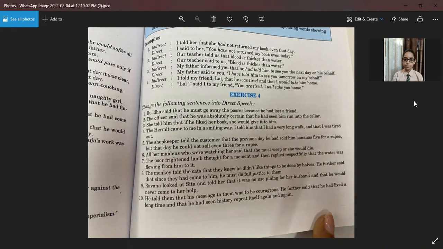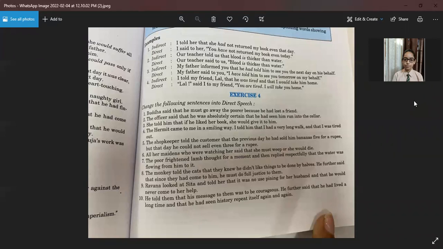First is: Buddha said that he must go away the poorer because he had lost a friend. A bit of a tedious one. Now you have to change it into direct. Buddha said, "I must go away the poorer because I have lost a friend." Right. Next: the officer said that he was absolutely certain that he had seen him run into the cellar. The officer said, "I am absolutely certain that I have seen him run into the cellar."